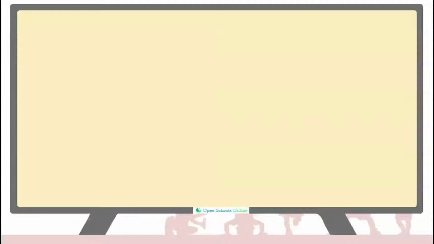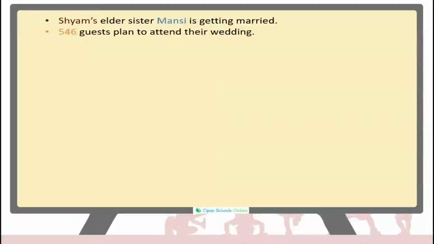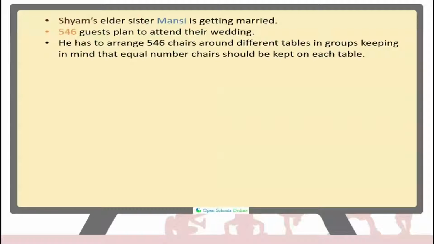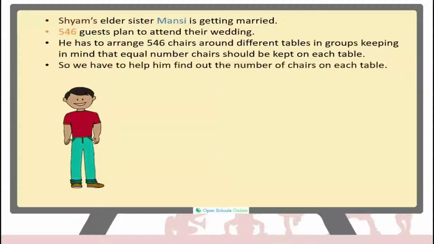Right now you have been given a question. Let's understand how to solve it. So the question is that Shyam's elder sister Mansi is getting married and 546 guests are going to attend the marriage. Shyam has been asked to arrange 546 chairs around different tables in groups. Now he has to find out how many equal number of chairs can be placed around each table.